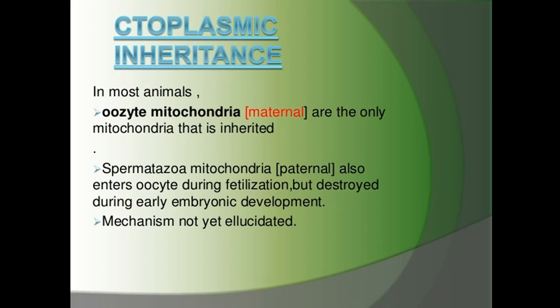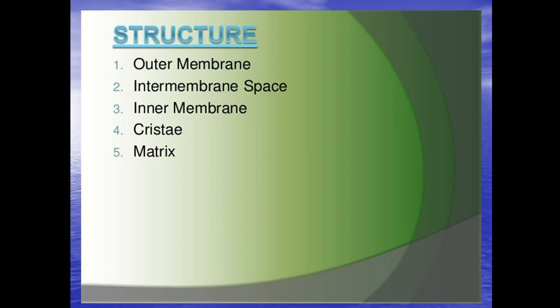Why the mitochondria contributed from the paternal side is destroyed, till now it is not very clear. So one thing is sure, whatever the number of mitochondria that we have, all those mitochondria are the contribution from the maternal side. There is no paternal contribution as far as the mitochondria is concerned. Then let's move on to the structure of the mitochondria.